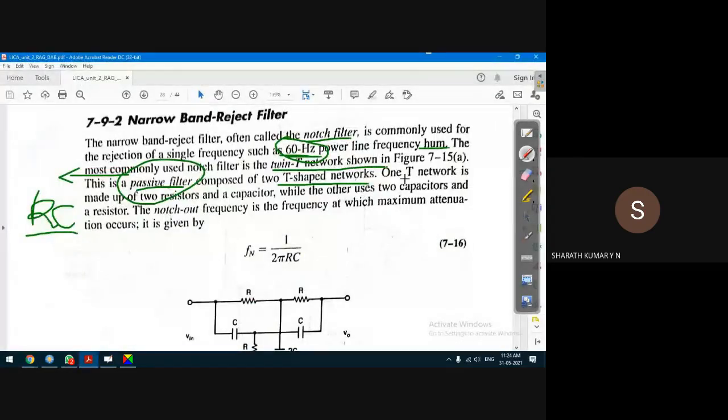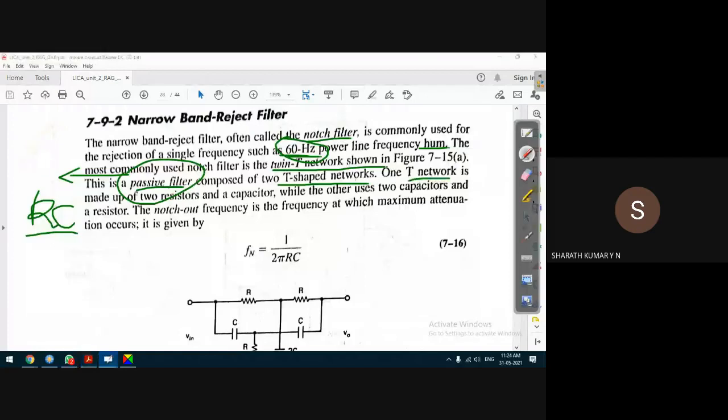One T network is made up of two resistors and a capacitor, while the other uses two capacitors and one resistor. That means one network makes use of two resistors and one capacitor, whereas the other network makes use of two capacitors and a single resistor.